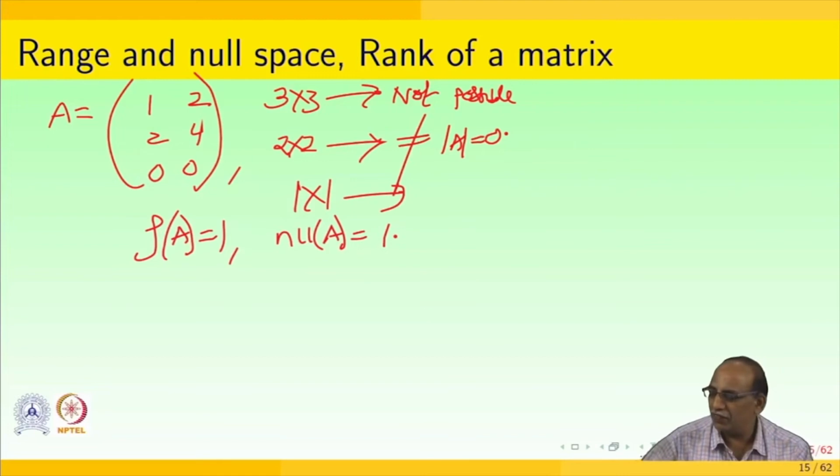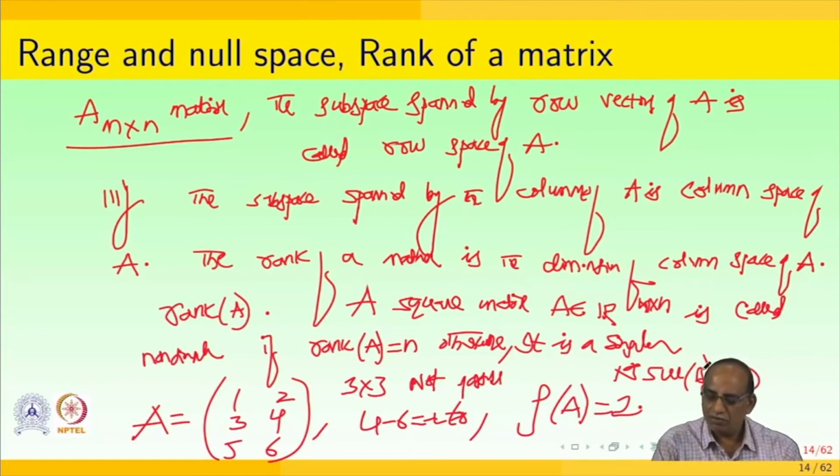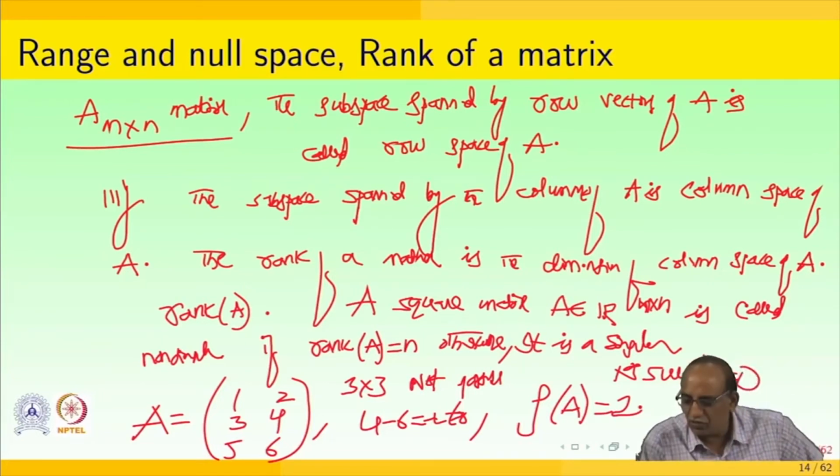In the previous case, rank of A is equal to 2. So what is the nullity? Nullity of A is equal to 0. So if rank of A is equal to 2, nullity of A is equal to 0 over here.